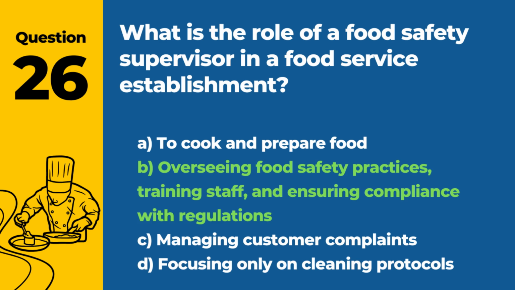Answer: B. Overseeing food safety practices, training staff, and ensuring compliance with regulations. The role of a food safety supervisor includes overseeing all aspects of food safety within the establishment, training staff in proper food handling practices, and ensuring compliance with all relevant food safety regulations and guidelines.